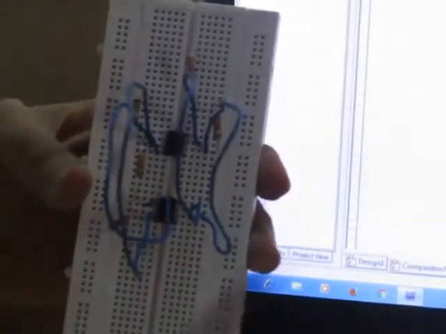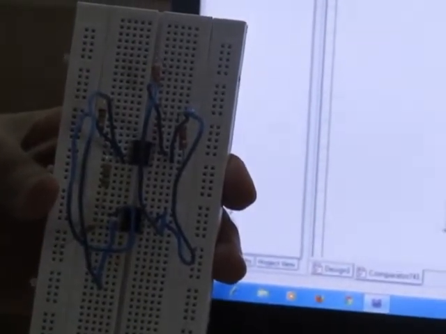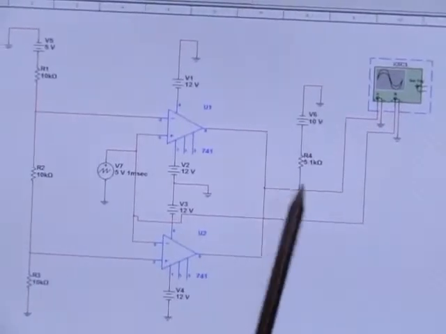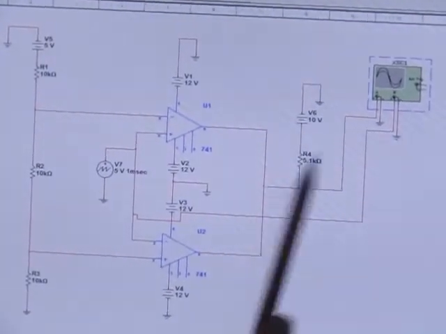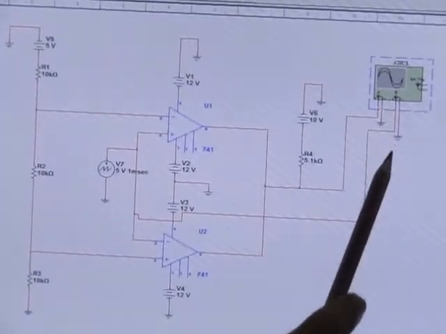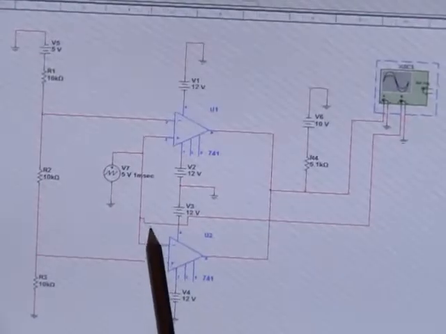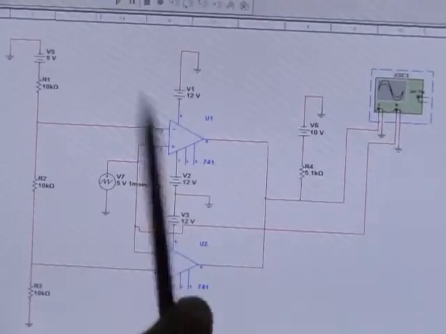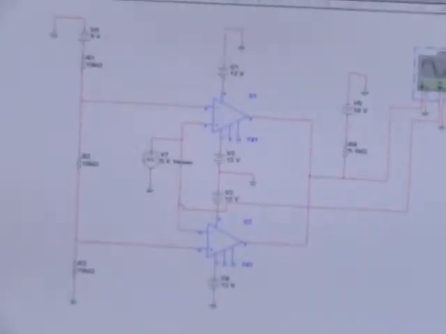Now next, we are going to apply the potential to this breadboard. And we are going to connect the oscilloscope channels to pin number 6 to read the output, and channel B will be connected between pin number 3 and pin number 2 of these two op amps. So that is what we can see, the input waveform. We are going to see that in the next session.